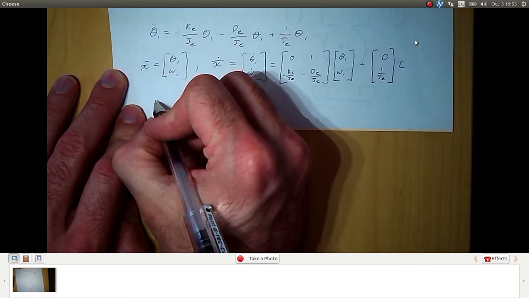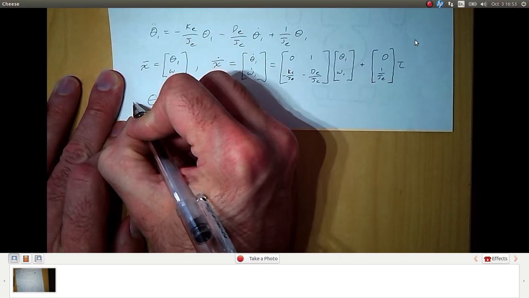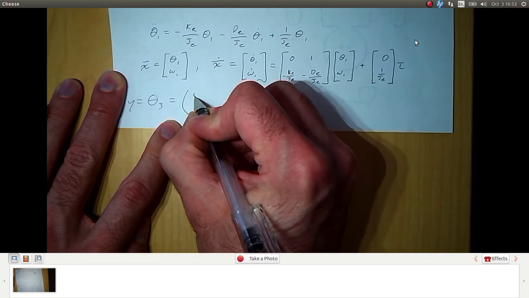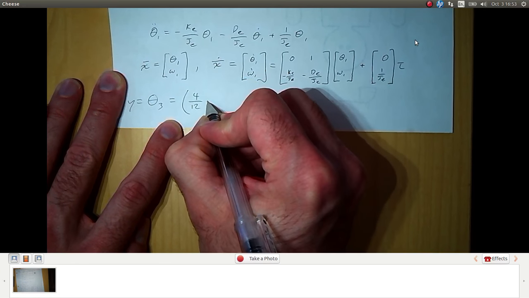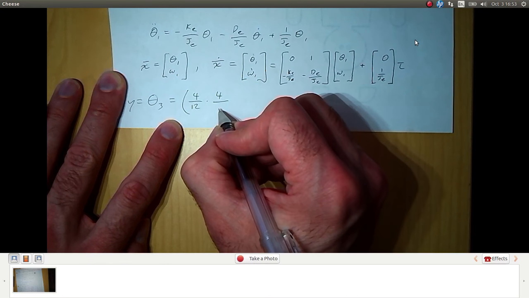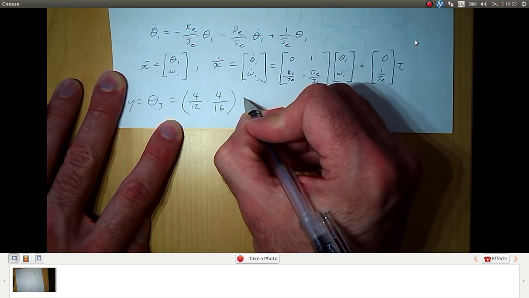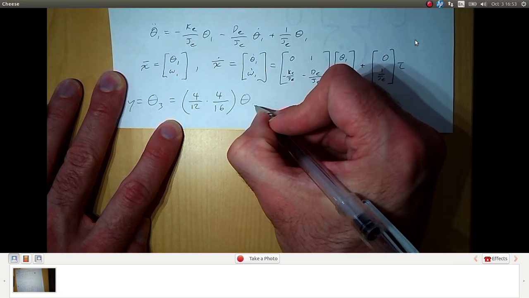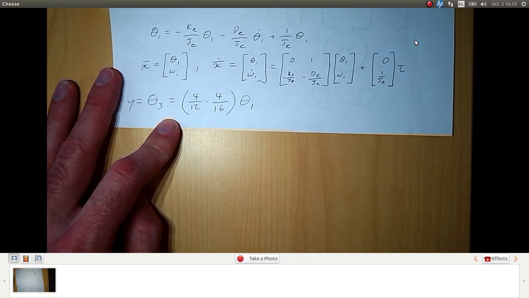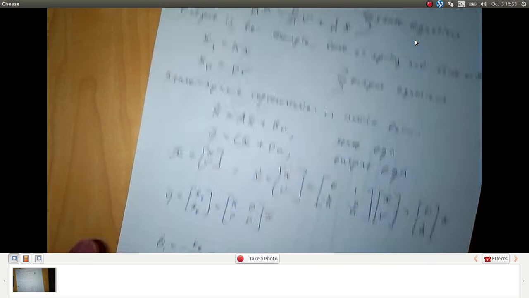And for output, we use the gear ratio, and that tells us that theta 3, which is our output, is equal to theta 1 divided by the gear ratio, theta 1 times the inverse of the gear ratio. Okay. So here we have the state space representation for that system. We've got the state equation and the output equation.